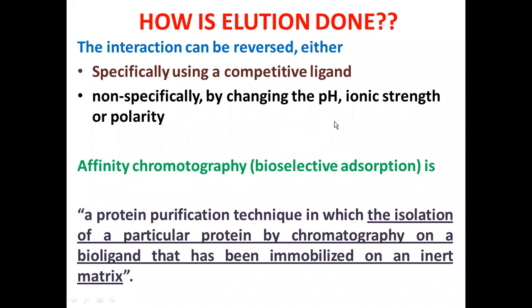So once the interaction between the ligand and the protein molecule or biomolecule is initiated, how is the elution process done? Because in every column chromatographic technique, what we do is take a column and fill it with the stationary phase, and the stationary phase is conditioned. Once the stationary phase becomes selective for the separation of the solutes, we introduce the sample, after dissolving it in a suitable solvent, into the chromatography column.